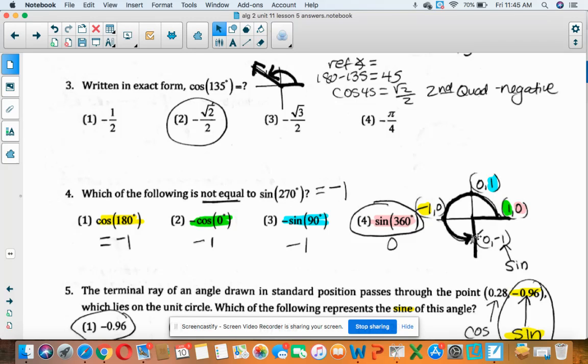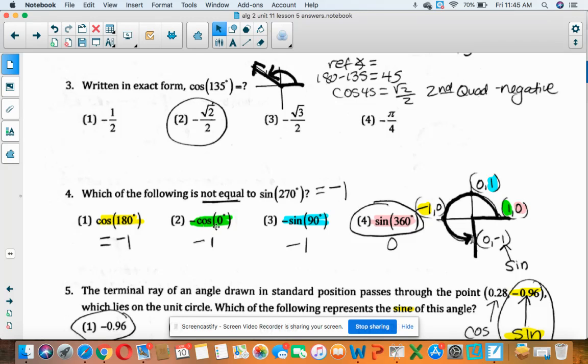Sine of 270, this point right here where my cursor is. Sine is my y coordinate, so sine of 270 is negative 1. And then I have these highlighted, each of these. Cosine of 180 is right here in yellow. The cosine is the x coordinate, so cosine of 180 is negative 1.